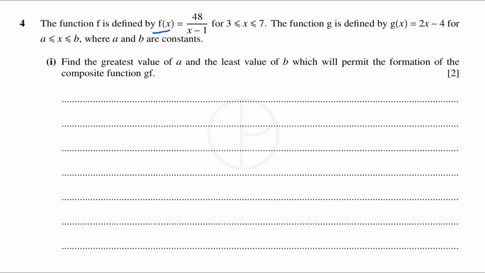f of x and g of x are given. Find the greatest value of a and the least value of b, which will permit the formation of the composite function gf. So what is the composite function gf? In the composite function gf, the range of f is nothing but the domain of g. So we have to check whether the range of f is the domain of g. First, let's find out the range of f.